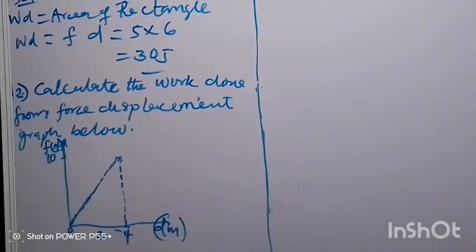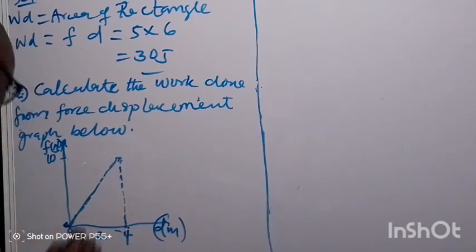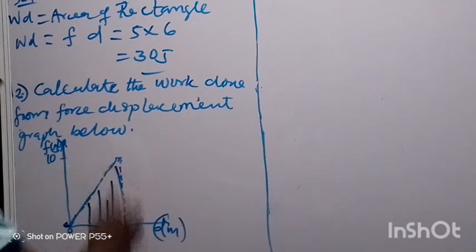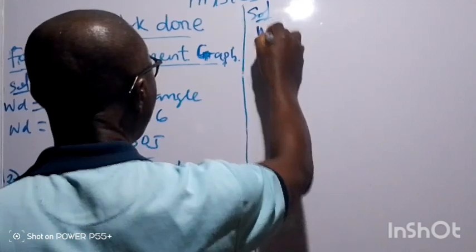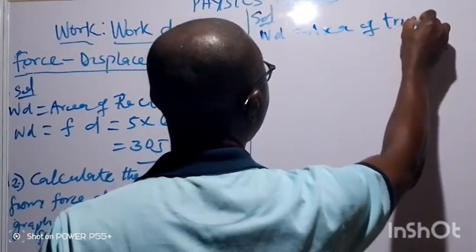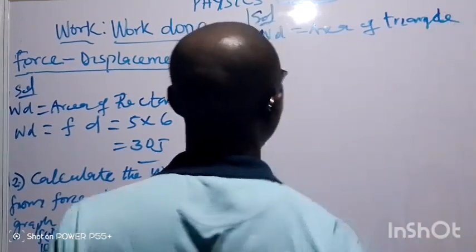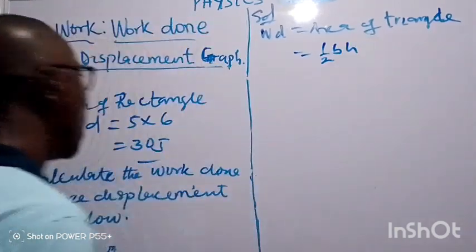Let's take this one as example 2. Calculate the work done from the force displacement graph below. Look at this one now. The area under this force displacement graph is a triangle. And once it is a triangle, the work done will be equal to the area of a triangle. And area of a triangle in mathematics will be equal to half base multiplied by height, depending on the shape.